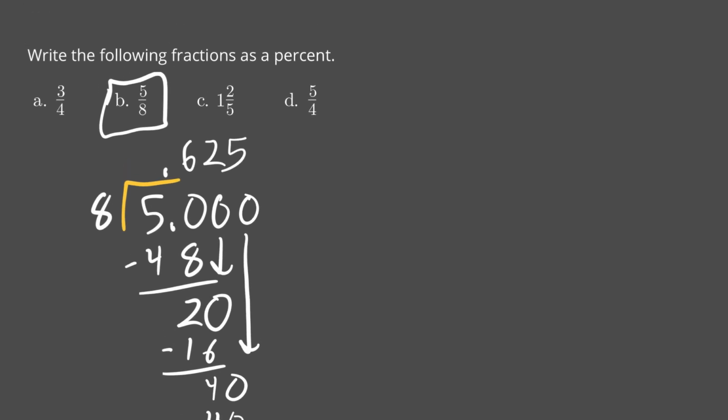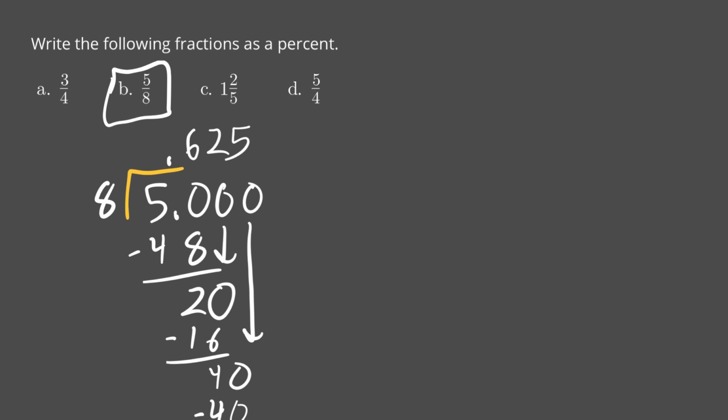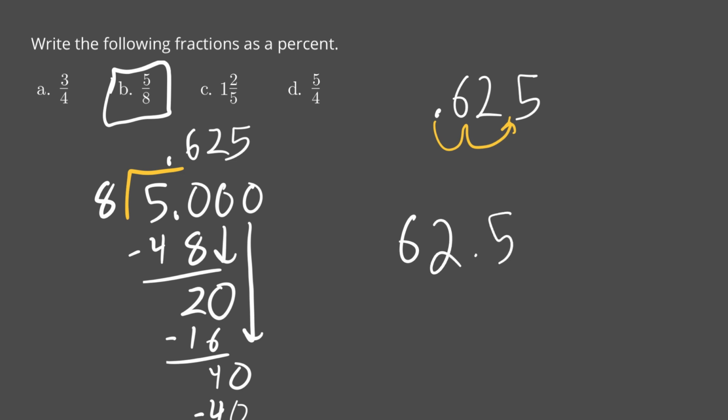So our decimal form for 5/8 is 0.625. Just like part A, we will move the decimal 2 places to the right, and that's our final answer, 62.5%.